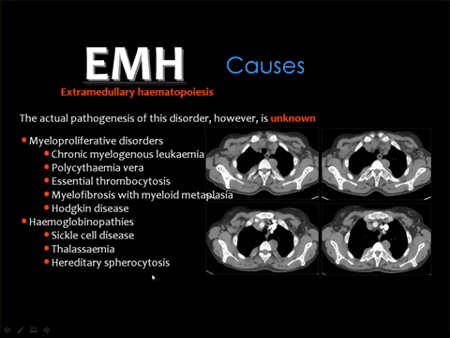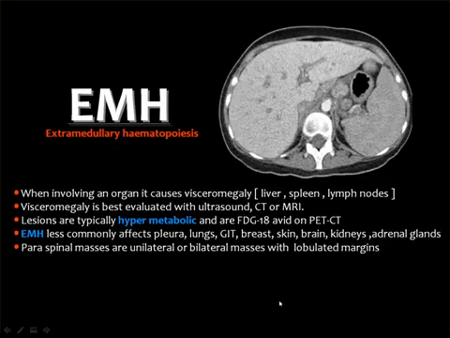All these lesions may present with one of the imaging findings in these cases, which is extramedullary hematopoiesis. Then extramedullary hematopoiesis can involve abdominal organs, especially the liver, the spleen, and the lymph nodes, and this will result in enlargement as well as increased density of both the liver and the spleen.